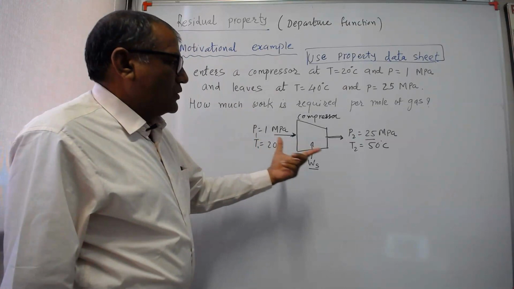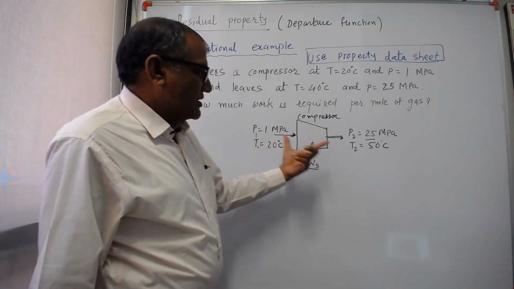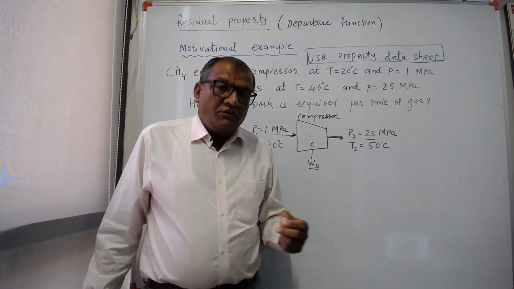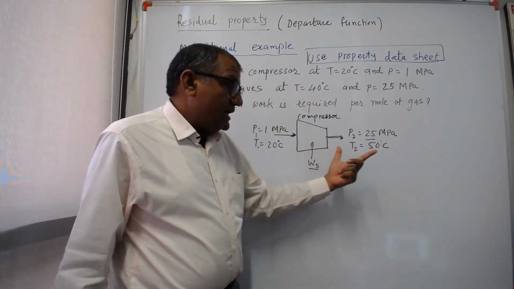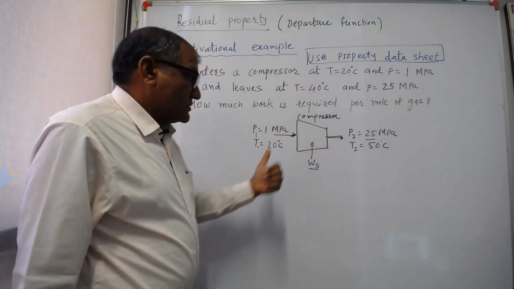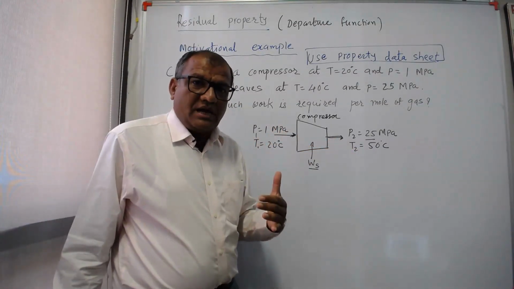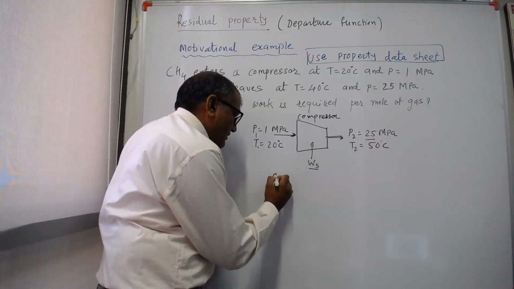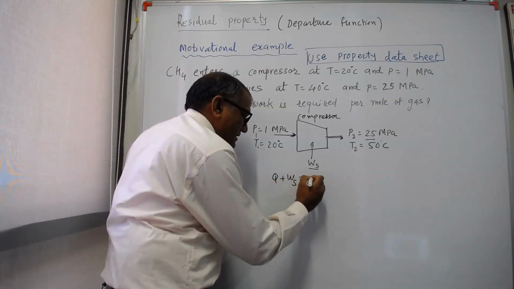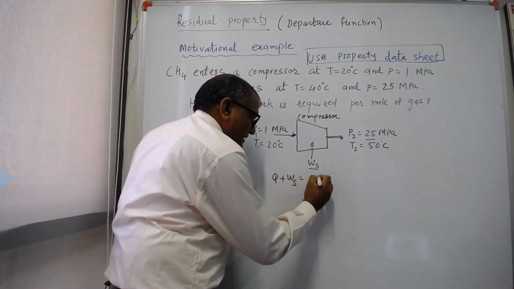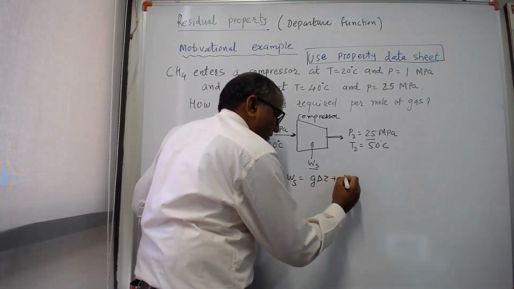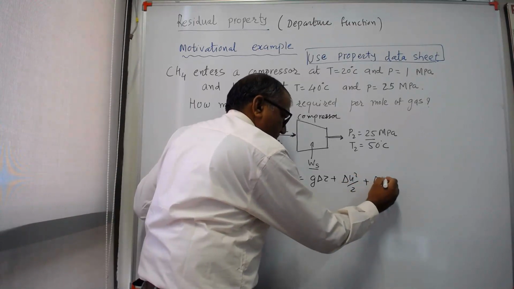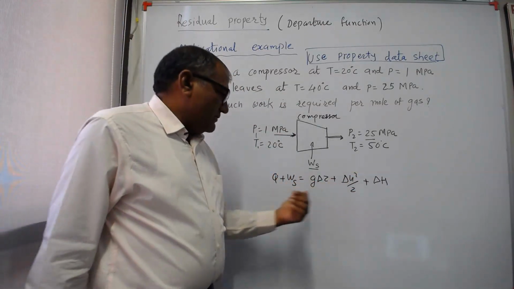But how to solve this problem? That is the question. Can we solve it, and how? From basic thermodynamics, I can tell that this is a flow system. If you apply the first law of thermodynamics to a flow system, then the equation would be Q plus Ws equal to g delta Z plus delta u square by 2 plus delta H. You might be aware of all these terms.